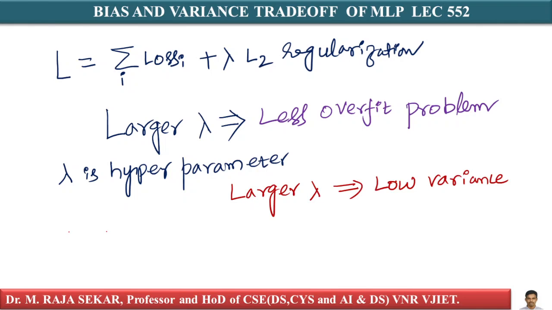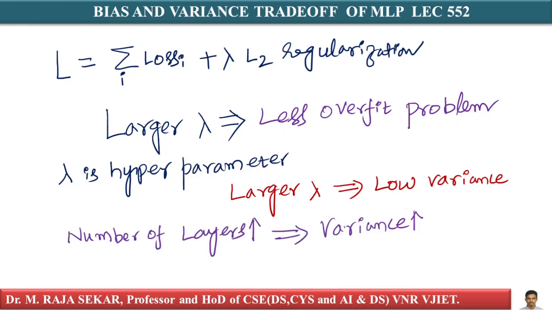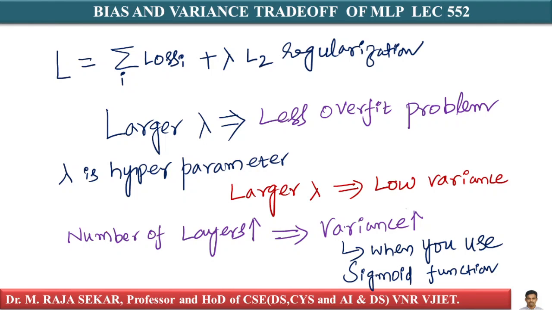Larger the lambda means, what is the meaning of larger the lambda? Low variance. Number of layers increasing means variance will also increase, which results in a high variance problem, especially when you are using sigmoid units. If your activation function is sigmoid, you can easily run into the vanishing gradient problem. So keep your number of layers sensible.